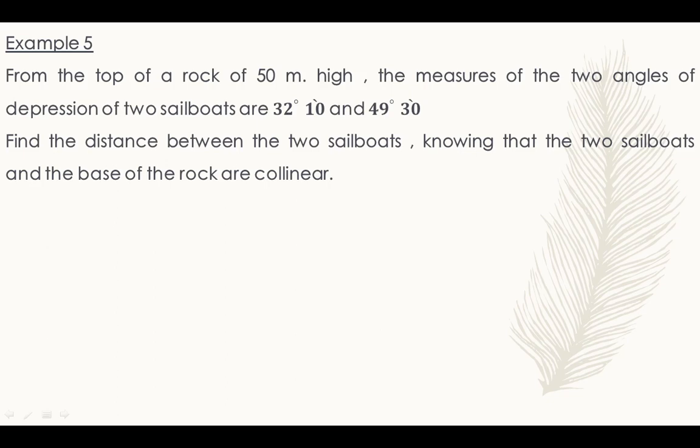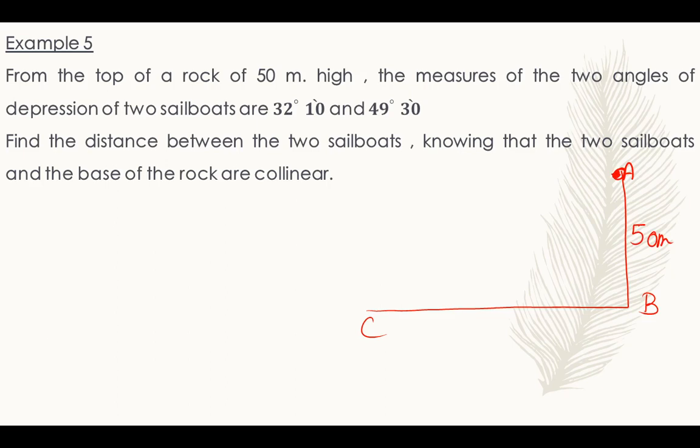Collinear means the 3 points are on the same straight line. So now we are on the top of a rock of height 50 meters. A, B, C: this is the top of the rock, of height 50 meters. So the length of AB equals 50 meters.